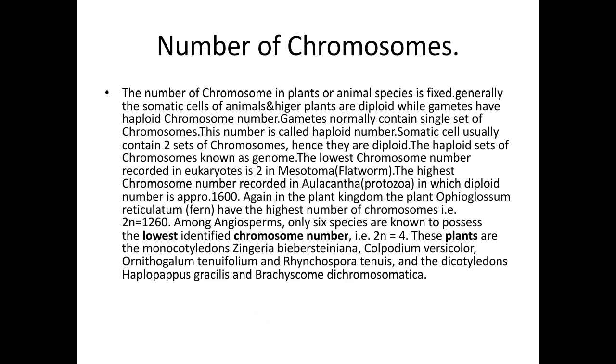1260. Among angiosperms, only 6 species are known to possess the lowest identified chromosome number, that is diploid chromosome number equal to 4. These plants are the monocotyledons Zingeria, Colpodium, Rhynchospora, etc., and from the dicotyledons.